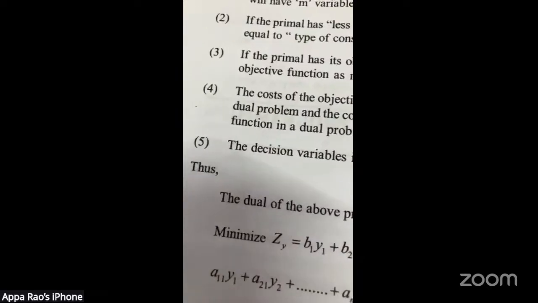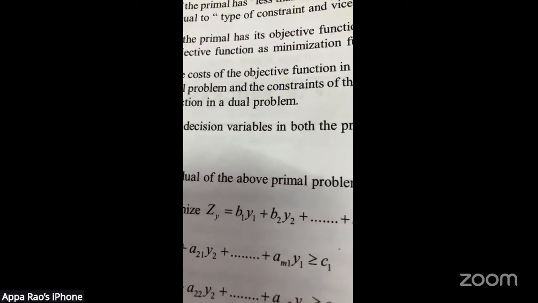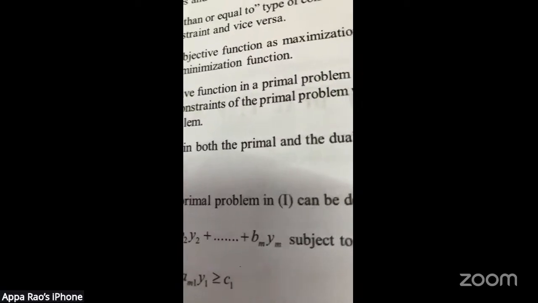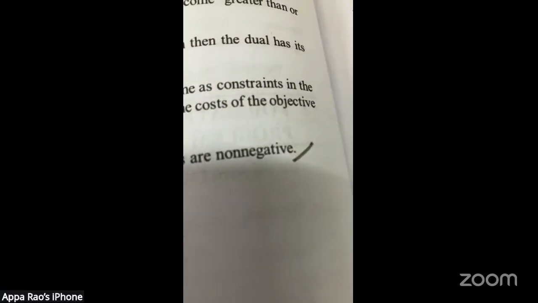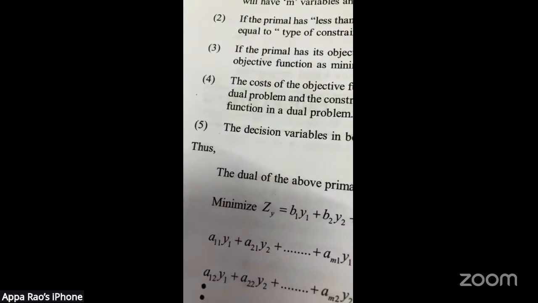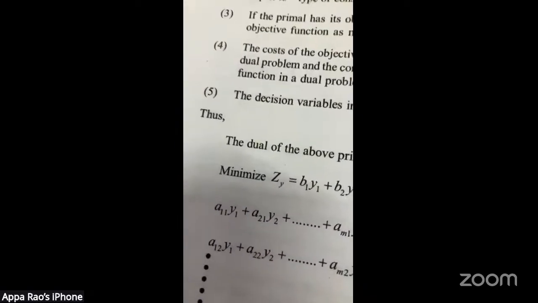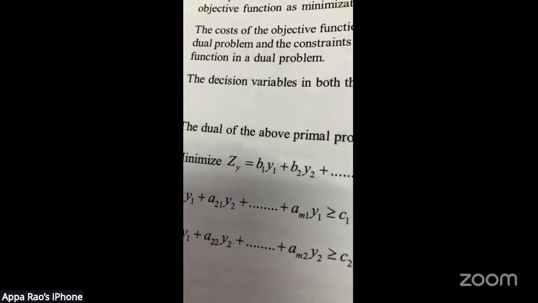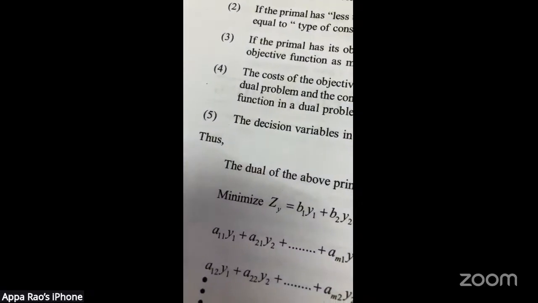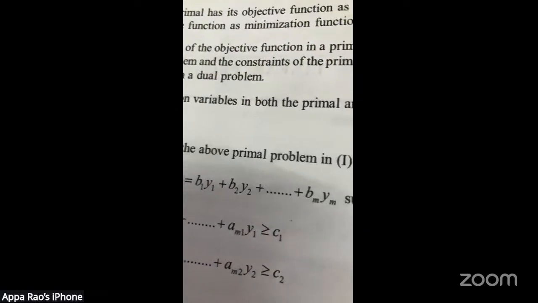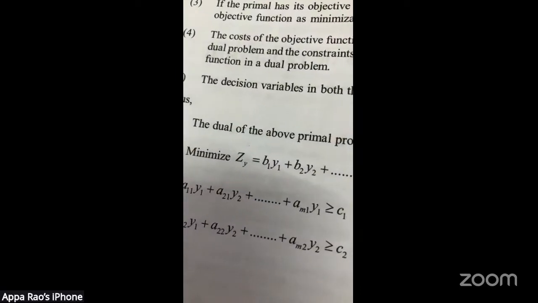The third one: if the primal has the objective function as maximization, then the dual has the objective function as minimization. Fourth one: the coefficients of the objective function in a primal problem will become constants of the constraints in the dual problem, and the constants of the constraints of the primal problem will become coefficients of the objective function in the dual problem.